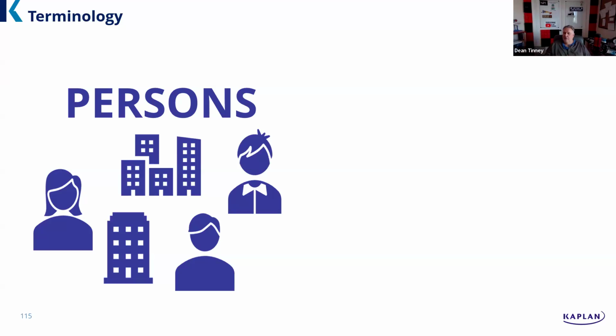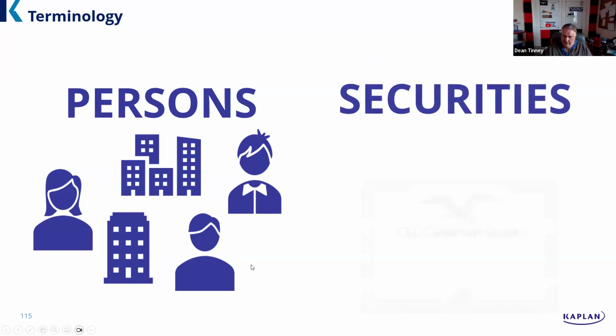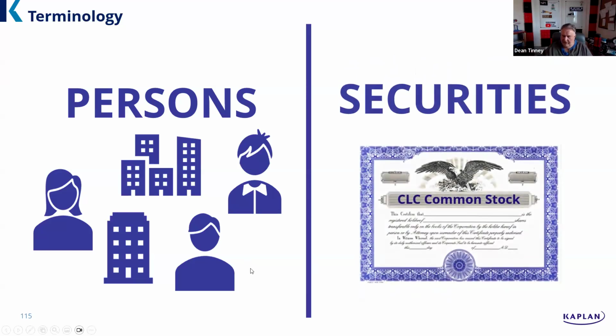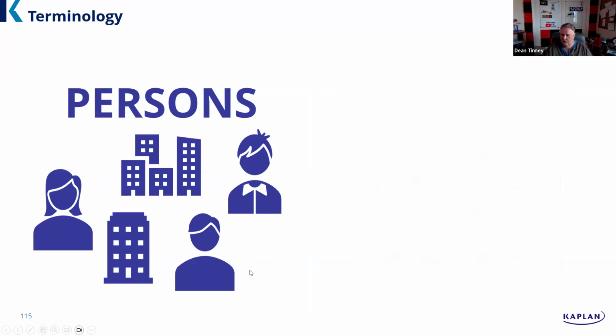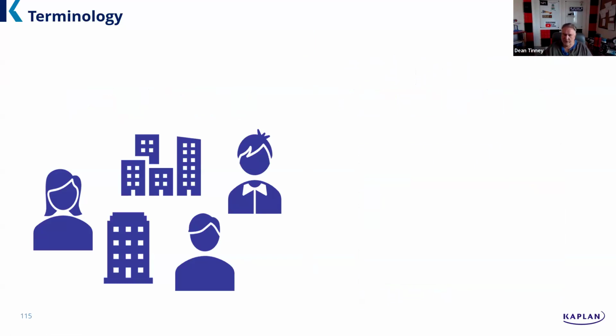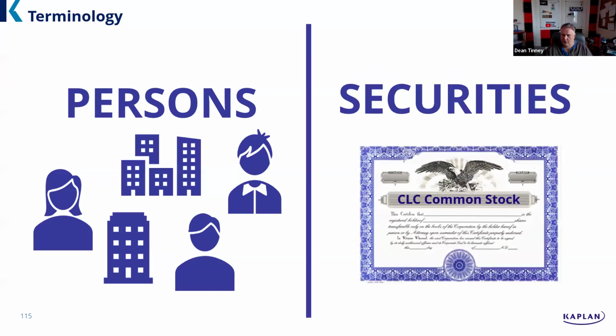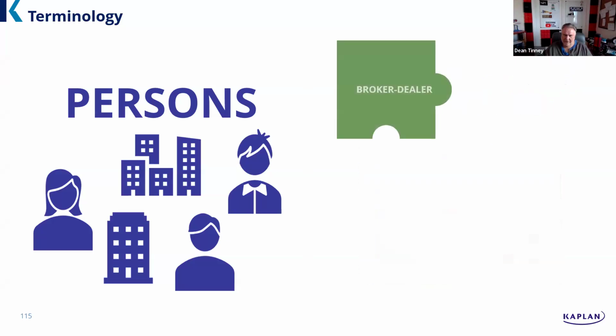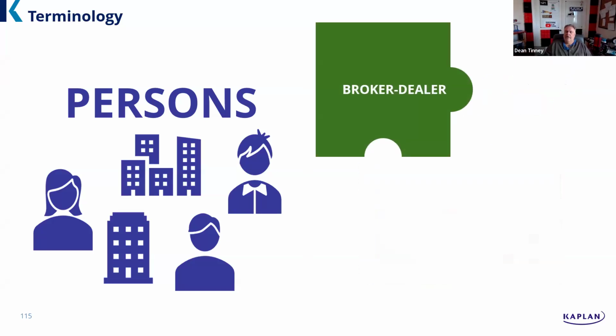And the firm is not. So as you can see here, we have buildings and we have people. So securities is pretty much anything you would think it would be. Common stock, bonds. What we really test you on is not so much what are persons and not so much what are securities, but what is not a person, what is not a security. A broker dealer is a person. And again, what that means is they can be held accountable for their behavior.